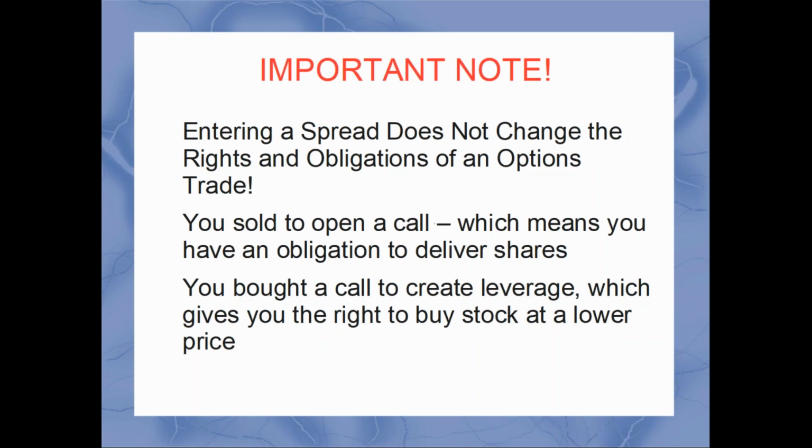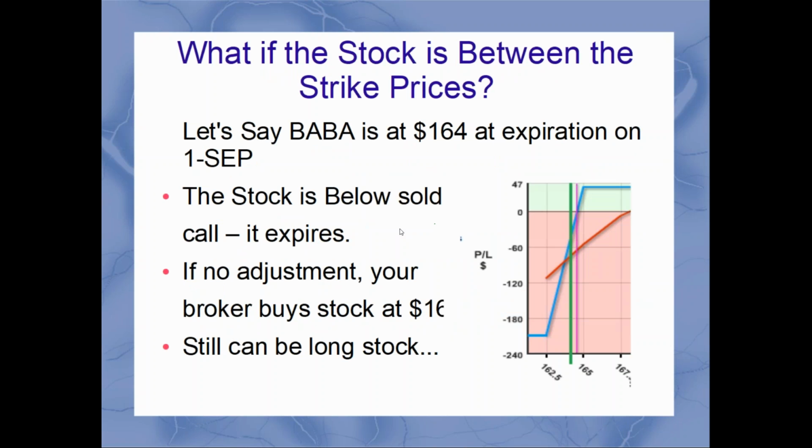Now, a little bit different, but keep in mind that a potential outcome of the bull call debit spread is you still might end up owning shares of stock. We sold a call, which means we have an obligation to deliver shares of stock if the stock's above it. Well, I don't care about that because that means it's above my long call as well, which I'd use to buy stock at a lower price. I bought the call to create leverage, or I sold the call to create leverage, however you want to look at it. And the call gives me the right to buy stock at a lower price, okay?